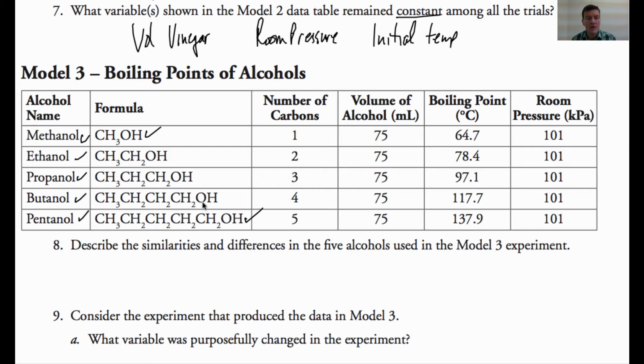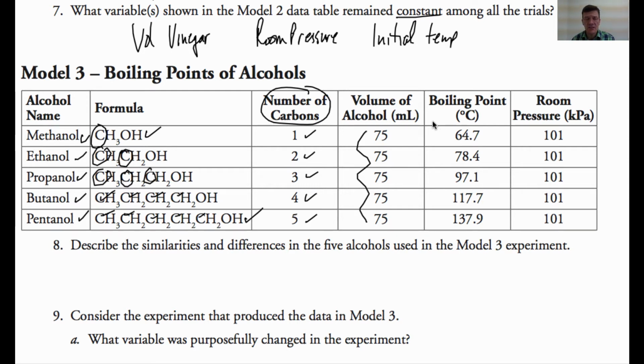You have more and more elements that are combining here in order to form the pentanol in comparison to the methanol. So, if you notice here, number of carbons, 1, 2, 3, 4, 5. So carbon, the element symbol for carbon is C. This only has 1, this has 2, this one has 3, this one has 4, and this one has 5. Volume of alcohol, you're taking the same amount of each of the alcohols.